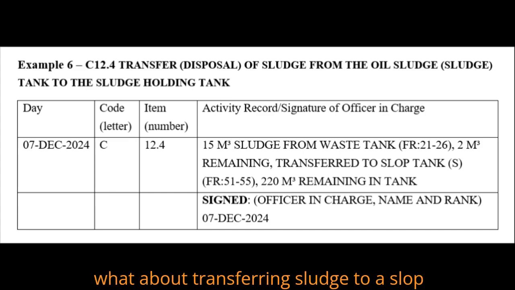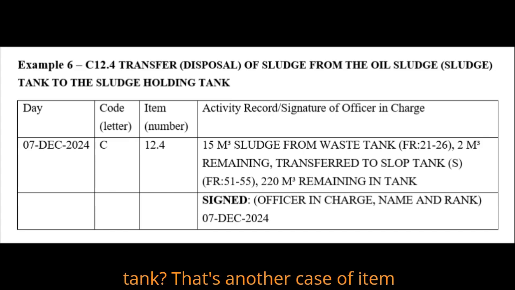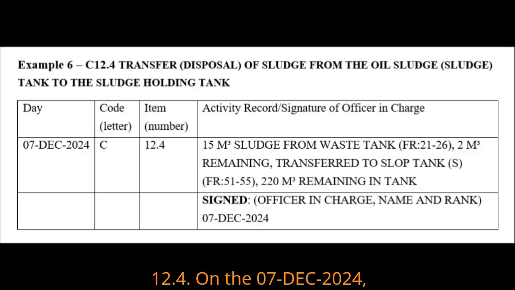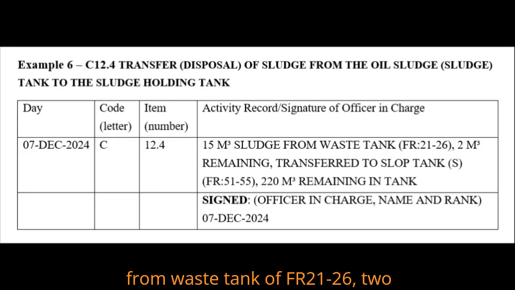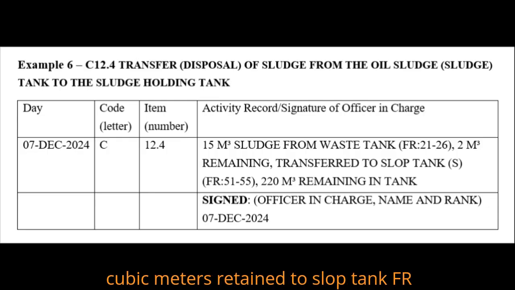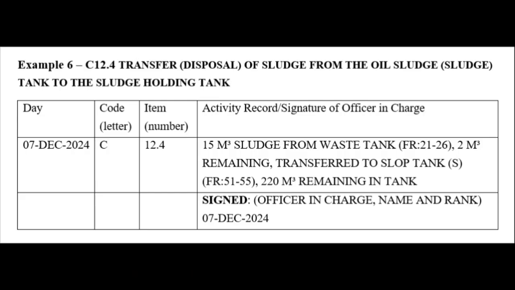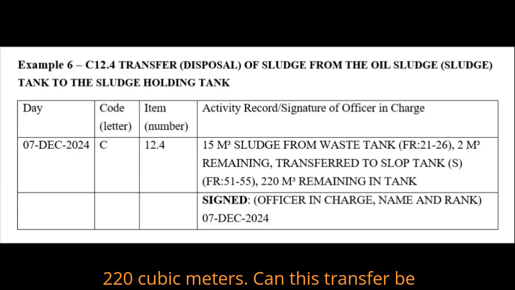Finally, what about transferring sludge to a slop tank? That's another case of Item 12.4. On the 7 Dec 2024, 5 cubic meters of sludge was transferred from waste tank FR 21-26, 2 cubic meters retained, to slop tank S, FR 51 to 55, which then held 220 cubic meters.